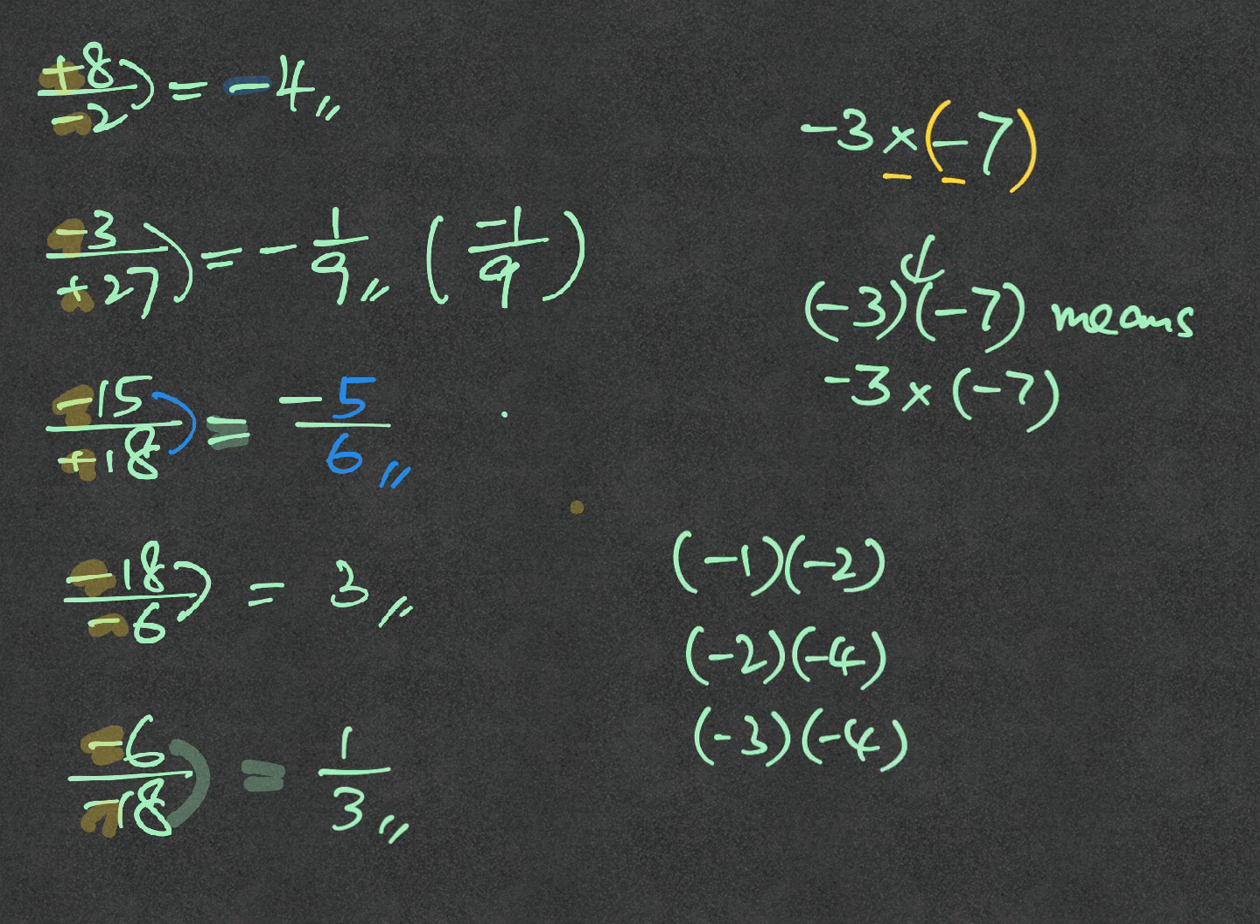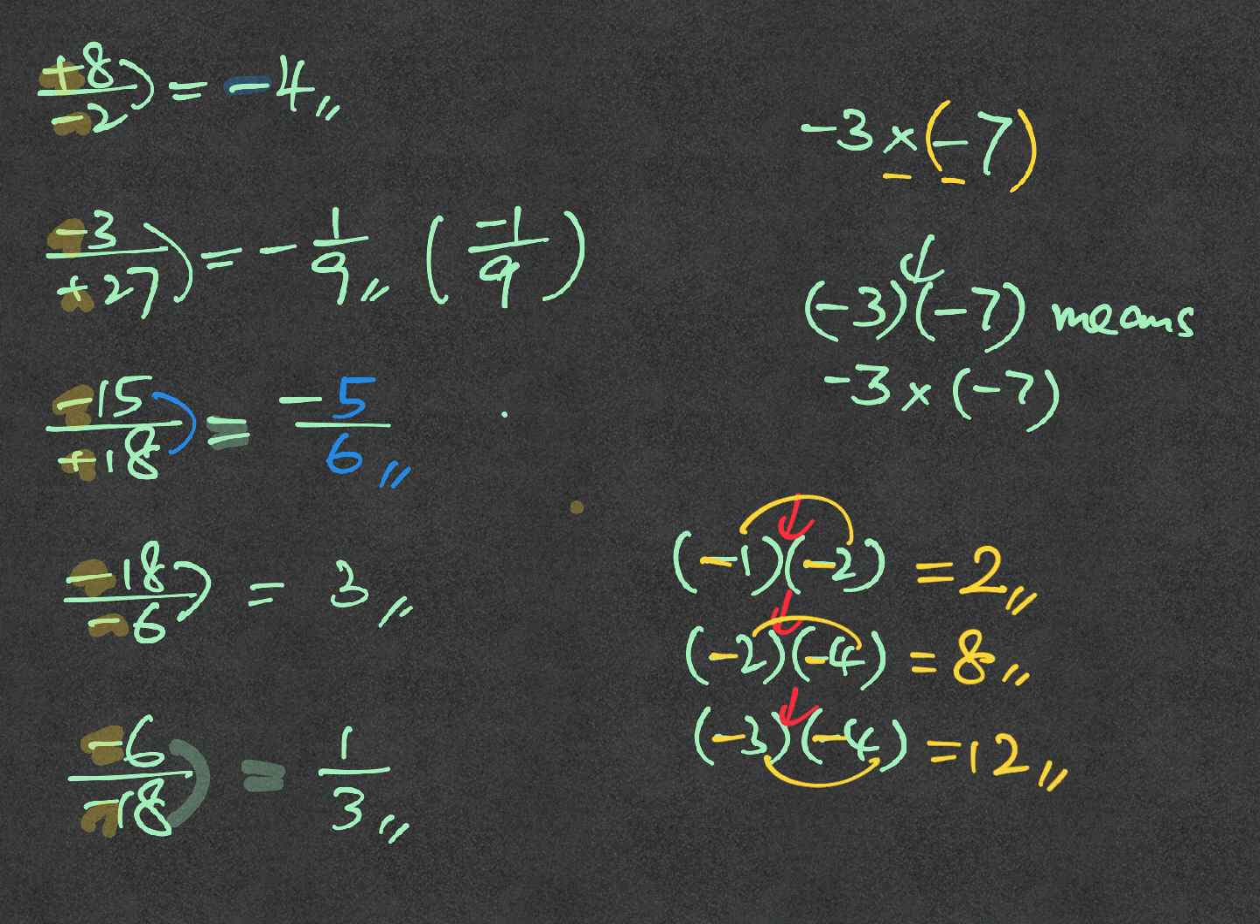You will see that there is no sign between the brackets. That means they are multiplied. And what you're going to do: negative negative turns to positive, and 1 and 2 multiplied together is a 2. Negative negative gives you a positive, 2 and 4 give you an 8. Negative negative gives you a positive, 3 and 4 give you a 12, and that's all.